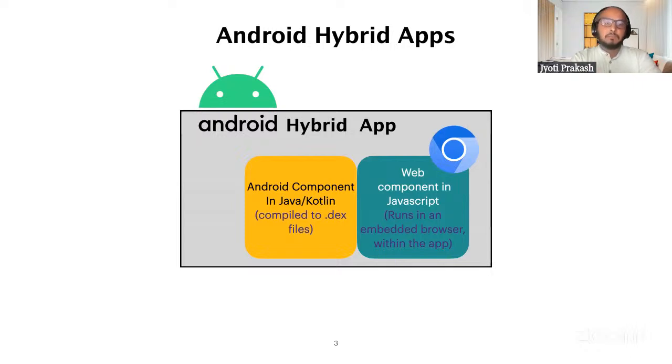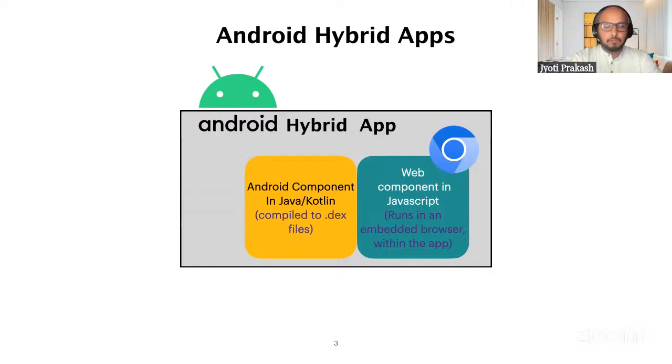So this browser is something called an embedded browser, which runs within this Android app, and the app that combines this browser with the native Android is called a hybrid app. In a hybrid app, there are two components. One is Java and Kotlin, which is the Android component, which is compiled to text files.